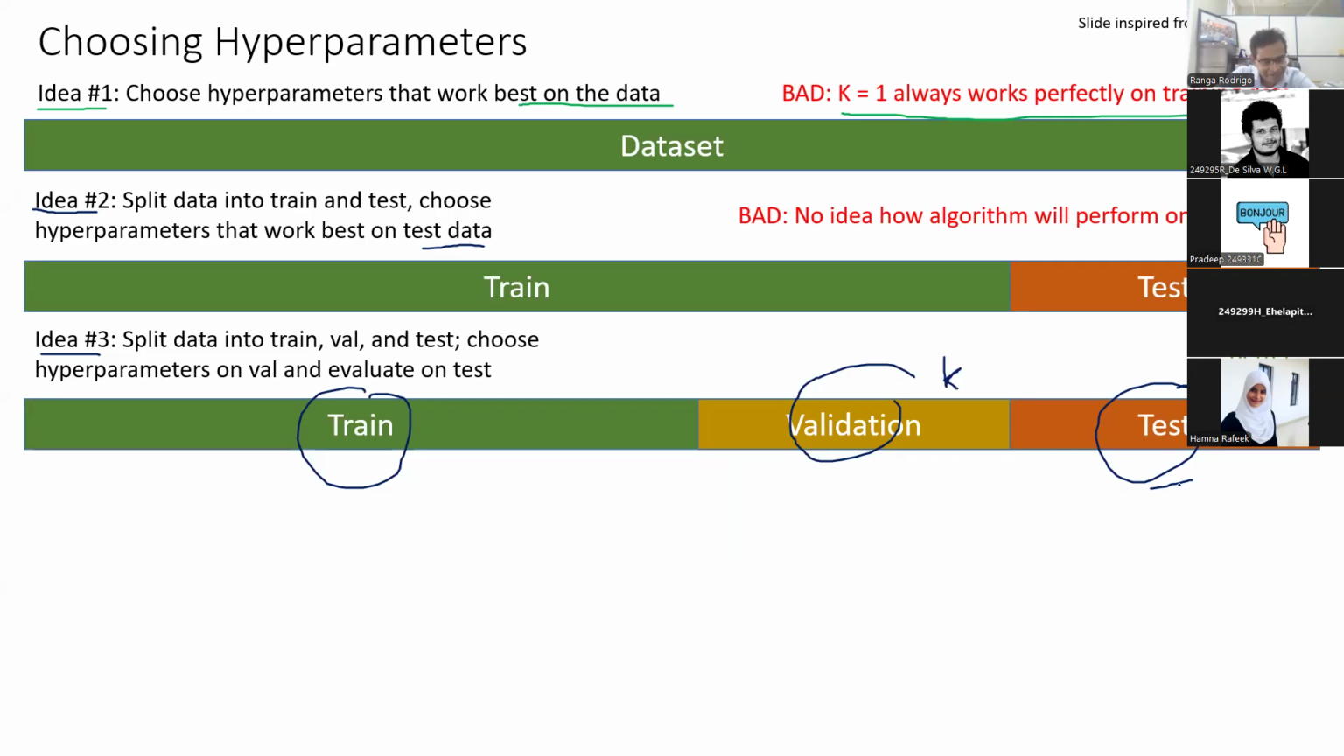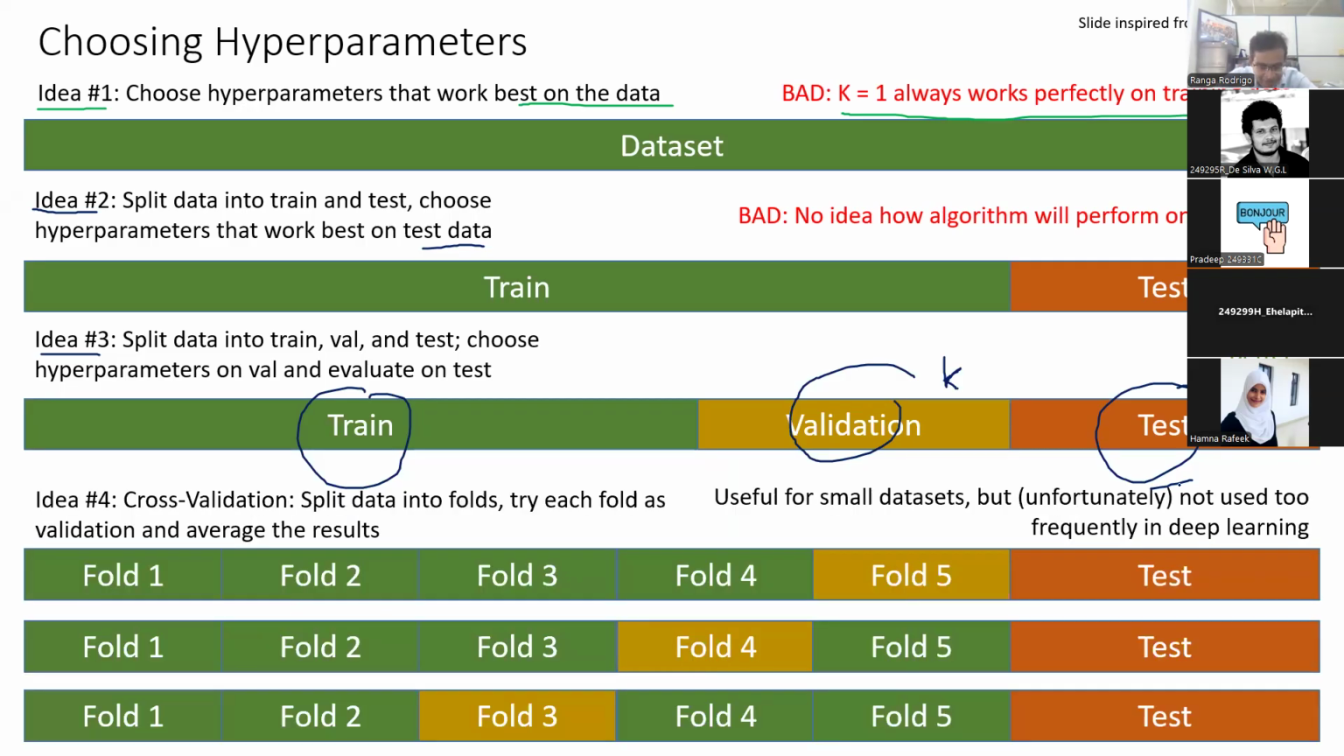This is not good. Also, people use so-called five-fold cross validation. What that means is split the data into folds. Try each fold as validation and average the results. So this is 5 folds. You can see fold 1, fold 2, fold 3, fold 4, and fold 5. We can evaluate the hyperparameters here and test on them. And so on. We can use different folds. But the test set is separate. This is good for small datasets, but in deep learning, we frequently don't use this.